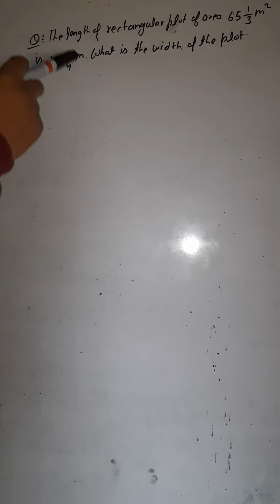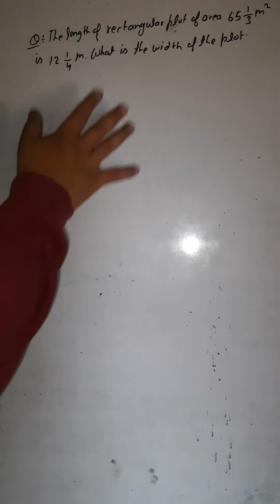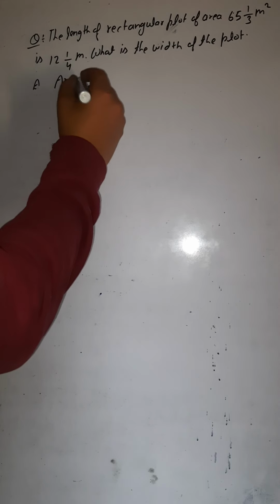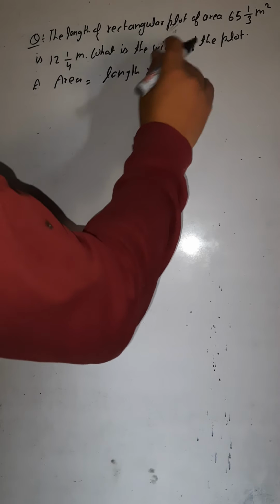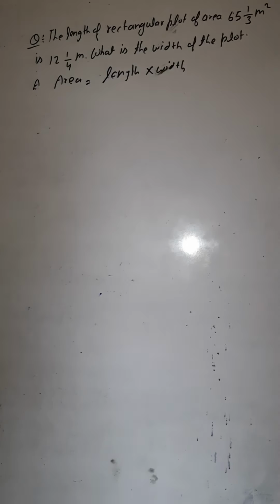This is the length of the rectangular plot and its area also has been given. So what is its width, that you have to find out. What is the width of the plot? You must be knowing the area of a rectangle is equal to length multiply the width or the breadth. Okay. So let me write the formula first. Area would be equals to length multiply width. So if you are multiplying these two, you are getting the area.